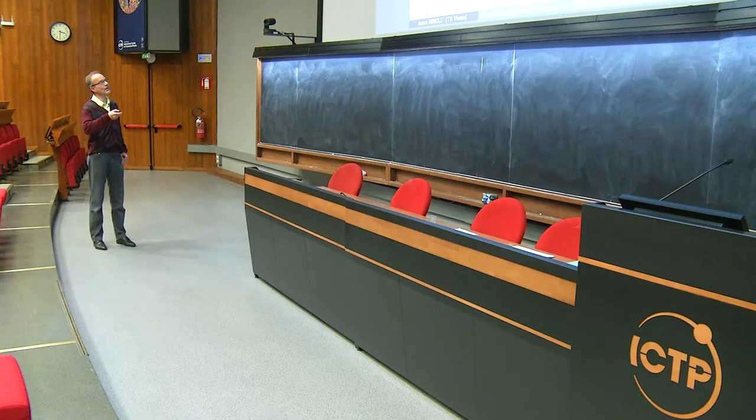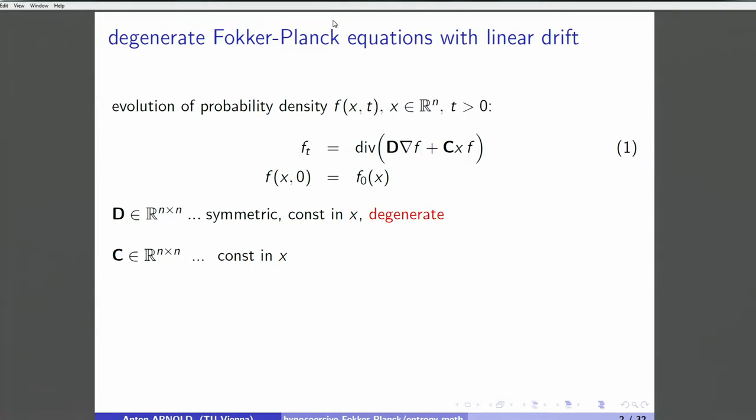It's the Fokker-Planck equation that we have here for the function f of position x and time t. I'm only going to speak about whole space problems. In this equation I have a diffusion matrix D, which is constant in x, and the main feature is that I assume it's degenerate, so it's only positive semi-definite. Then the second term in this Fokker-Planck equation is the drift term, with again a matrix C that is constant in x, and the drift matrix is just multiplied with the position vector x.